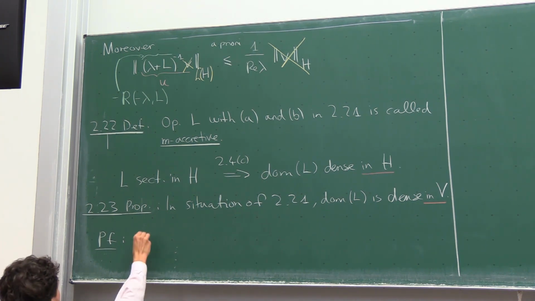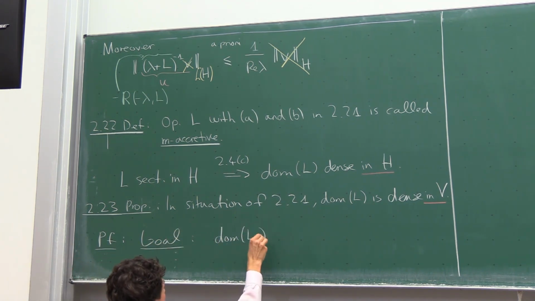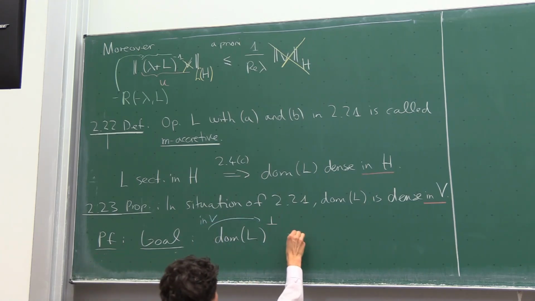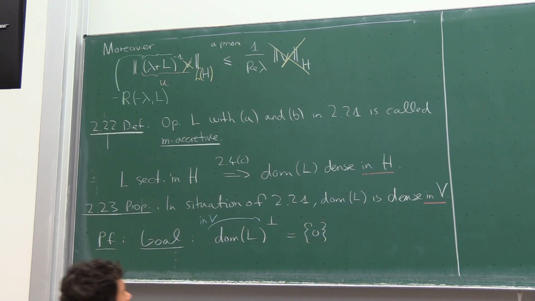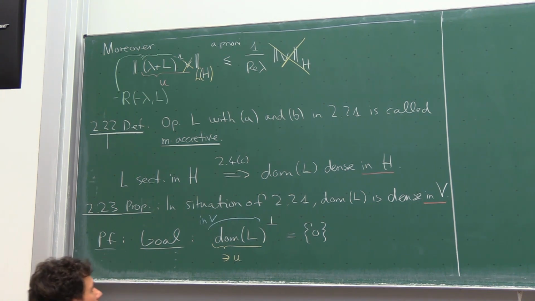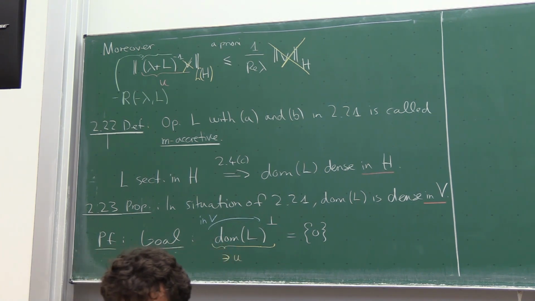All right, so that's what we're going to do here. The goal is to show that if I take the domain of L and I take the orthogonal complement in V, this is trivial. Of course, it cannot be empty, but it's trivial. Okay? If I prove that this is trivial, it means that the domain is dense in V. Okay. So let's take an element in the orthogonal complement of the domain and see what sort of information we can squeeze out to make that element become 0.